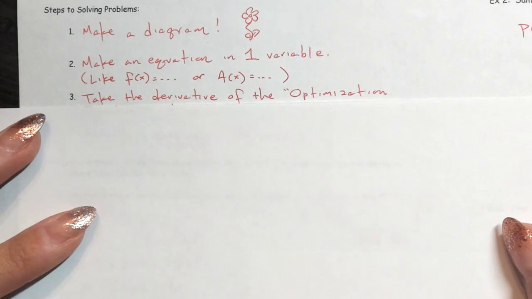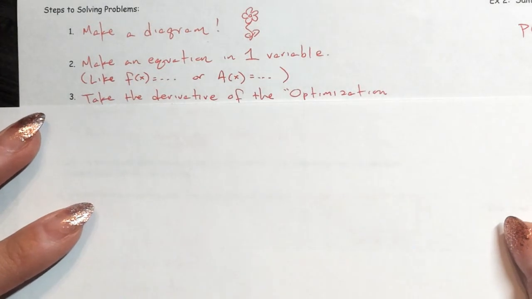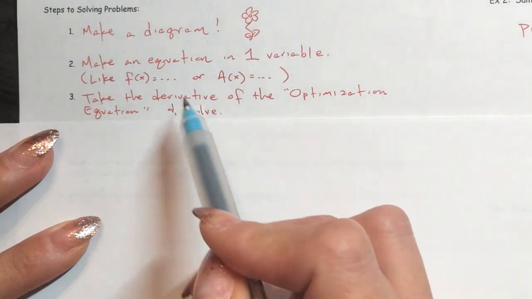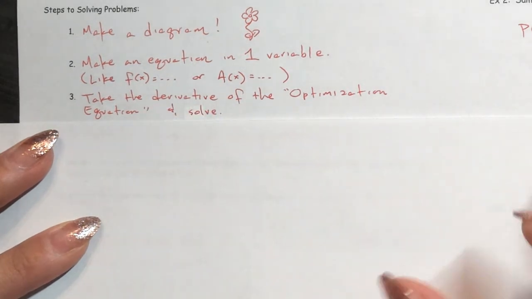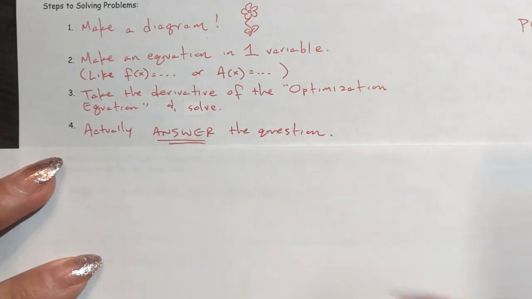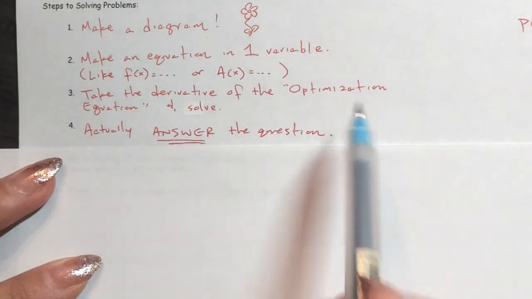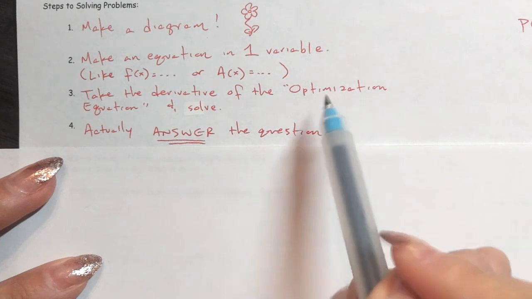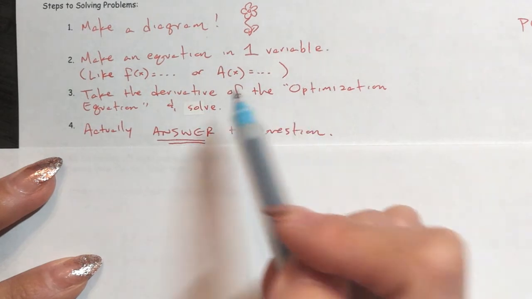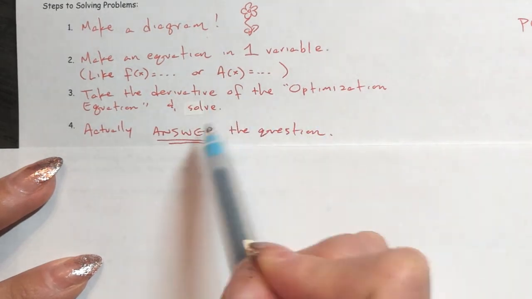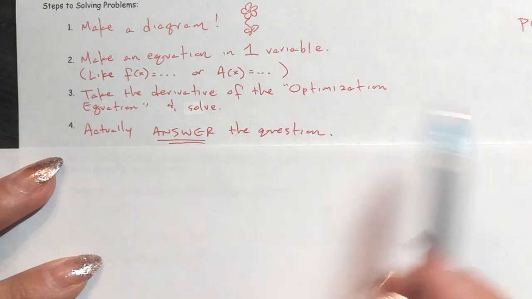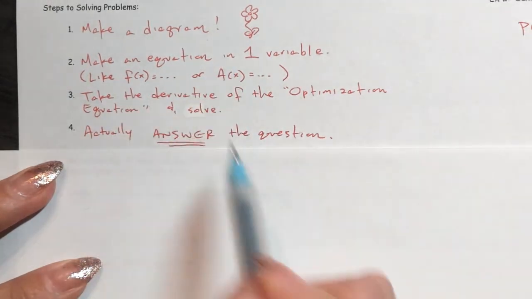And then number 3, like we said, you take a derivative of the optimization equation, and then you solve by setting that derivative equal to 0. And then, of course, you do your little number line, and you make sure that the answer is correct. So if they're asking for a max, you should go from positive to negative for your derivative, right? If they're asking for a minimum value, you're going from negative to positive. So you always have to solve, and you have to put it on that number line to make sure. And then you actually make sure you answer the question. So just read the question again and make sure it's answered.